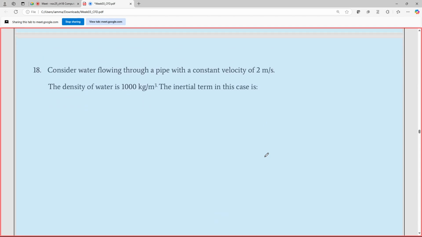Next question. Consider water flow through a pipe with constant velocity 2 meter per second. The density of water can be taken as 1000 kilogram per meter cube. Compute the inertial time in this case.